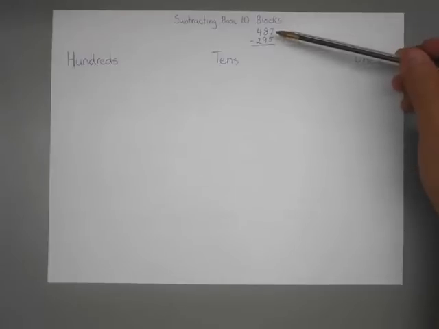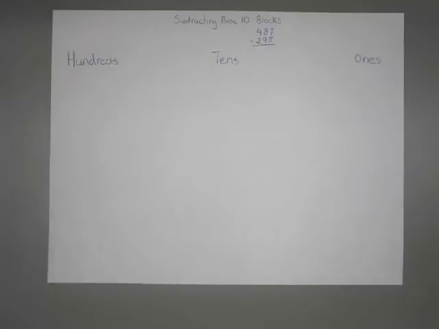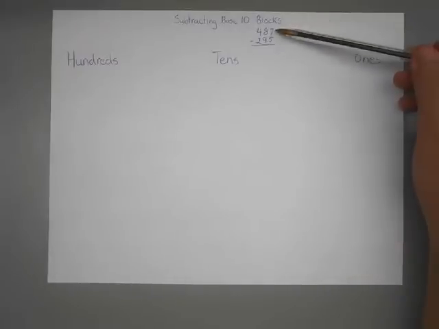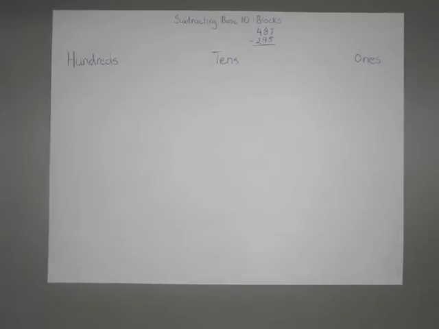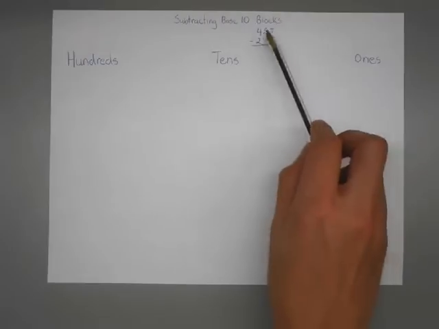When we start this off, we need to represent 487, because this is the originating number. We are taking away from 487. So how could we represent this using base 10 blocks? Very simply, using the place value chart. The 7 is in the ones, the 8 is the tens, and the 4 is in the hundreds column. We can start from right to left.